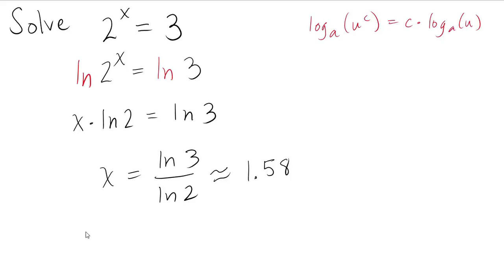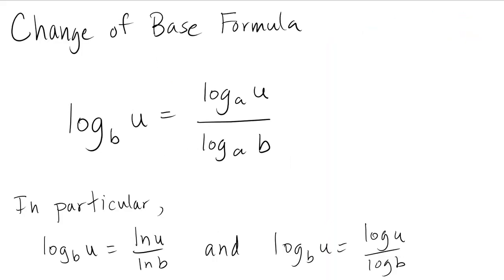That indicates that those two expressions must be the same. Log base 2 of 3 is in fact the same as the natural log of 3 divided by the natural log of 2. And this is a specific example of a more general idea that we call the change of base formula. The change of base formula says that we can rewrite log base b of u as the quotient of two logarithms with a different base.